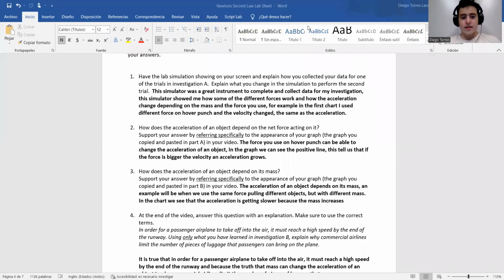Then we continue with the second question. How does the acceleration of an object depend on the force acting on it? The force you use on the hover puck can change the acceleration of an object. In the graph, as I already told, we can see the positive line. This tells us that the force is getting bigger, so the velocity and acceleration grow.